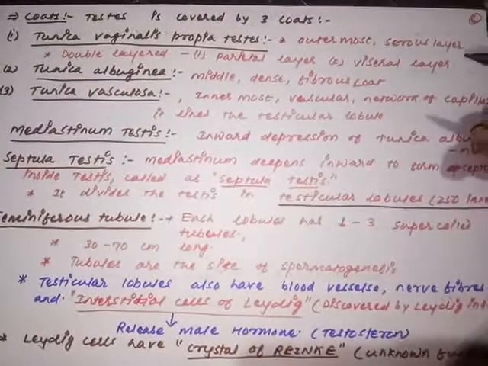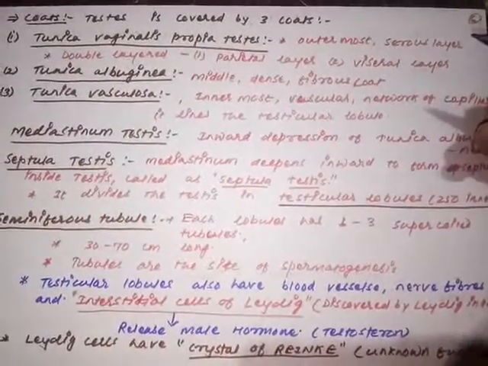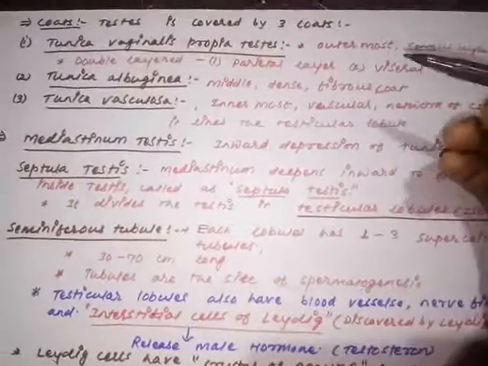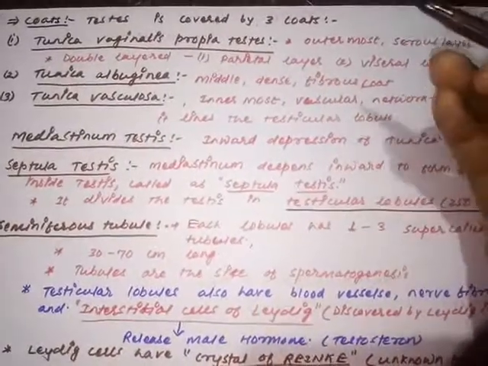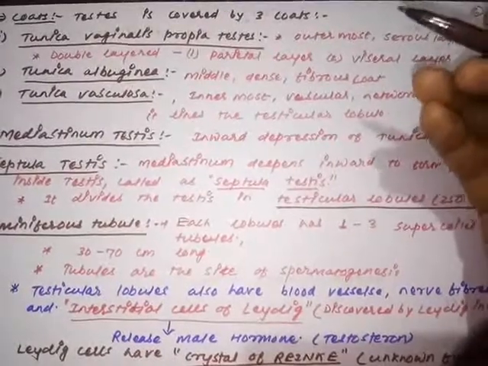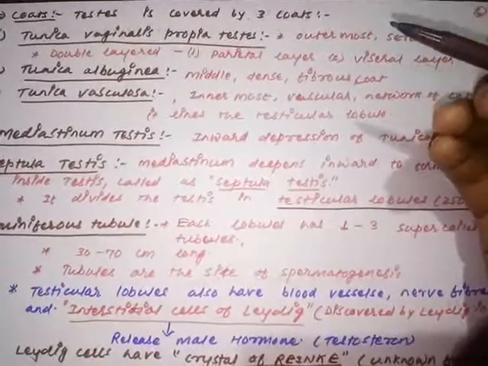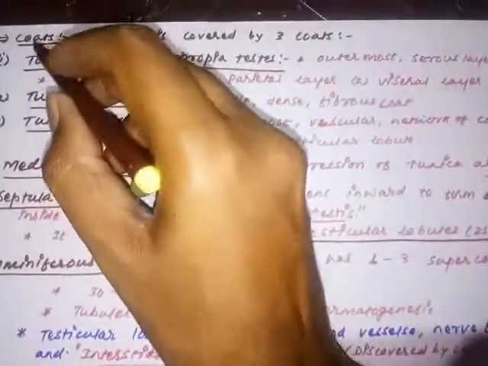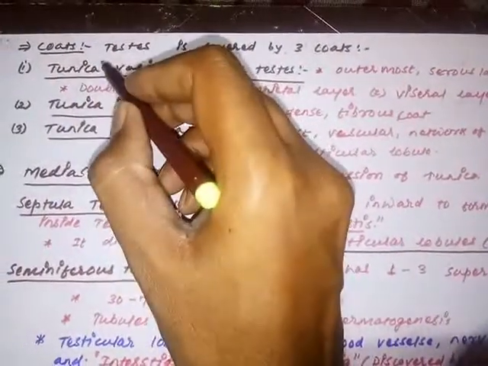So in the structure, when we are discussing the detailed structure of the testis, we are studying the LS of the testis. In the longitudinal section, how the testis appears. So first of all, from the peripheral region, if we are going to observe the structure of testis, testis is covered externally by some protective covering. Those coverings are called coats. So testis is covered externally by the coats.